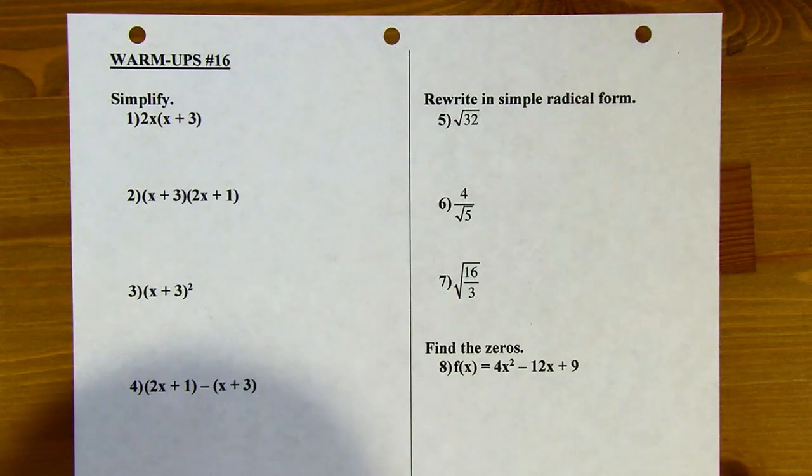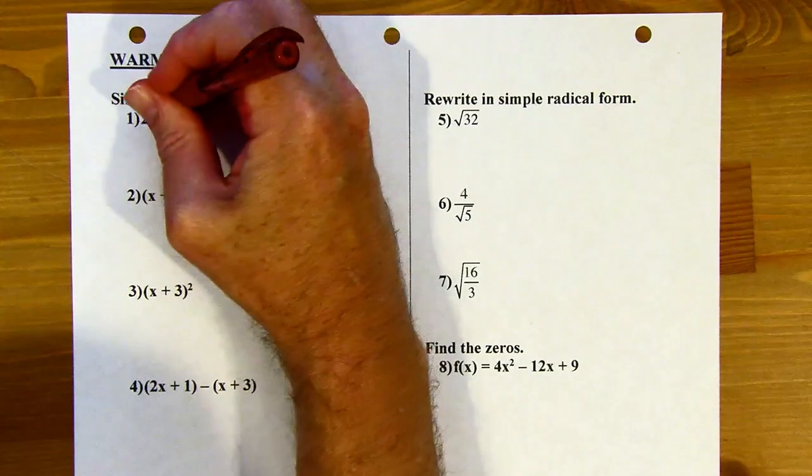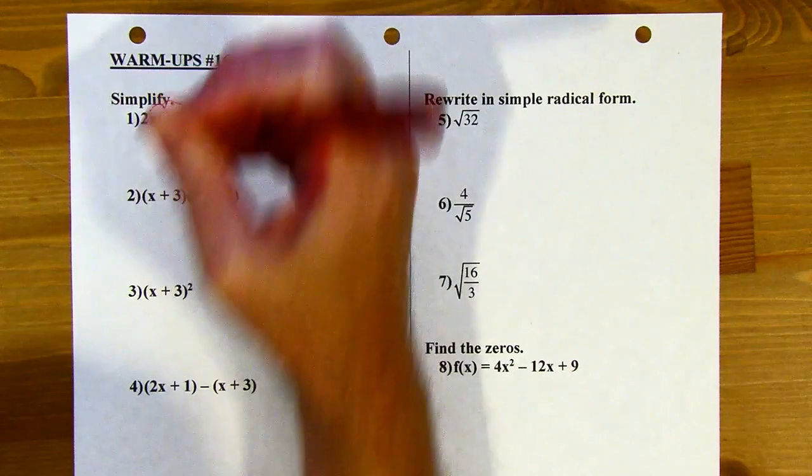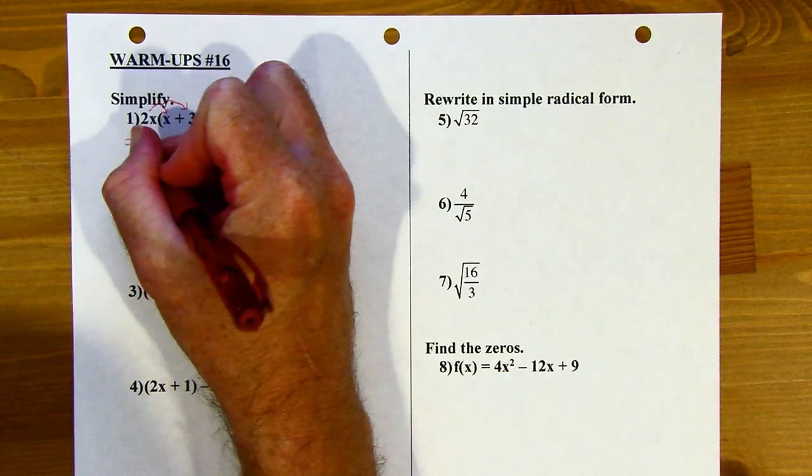Okay, here's warm-up number 16. All right, let's simplify. So we're just going to be doing the multiplication on the first two problems. So on this first problem, I'm distributing. 2x times x is going to be 2x squared.